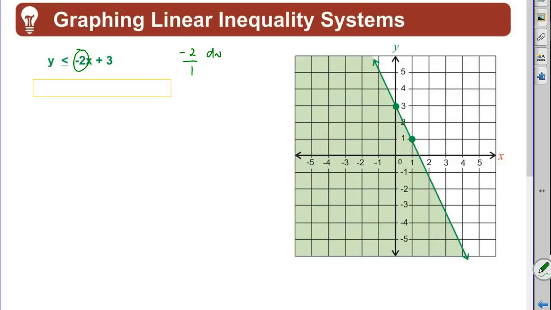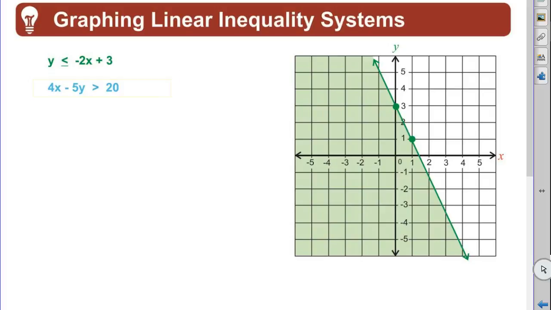Okay, so that's the idea, and then don't forget, with an inequality, you have to shade a side of the line. So you go back and look at your inequality symbol, and you say, oh, this is a less than or equal to. So less than are all the points below the line, and that's why the left-hand side is shaded.